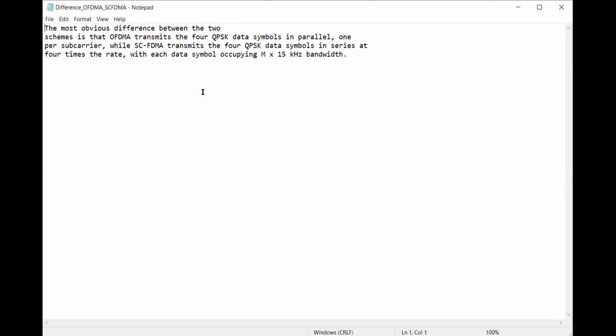I will explain what it means. OFDMA transfers 4 QPSK data symbols in parallel, whereas in SCFDMA the transmission happens 4 times in series. Noted down.